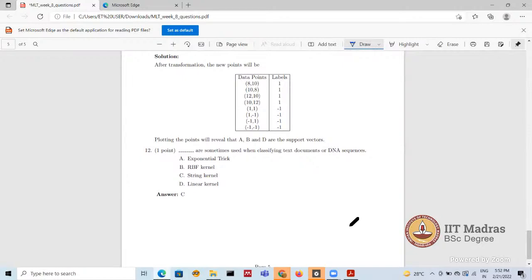I think dash are sometimes used when classifying text documents or DNA sequences. So this is the answer actually. Another name of a kernel: string kernels. Are the other options A and D also valid kernel names? Linear kernel can be, yeah. You have to just put n equal to 1. I don't know about the exponential kernel.